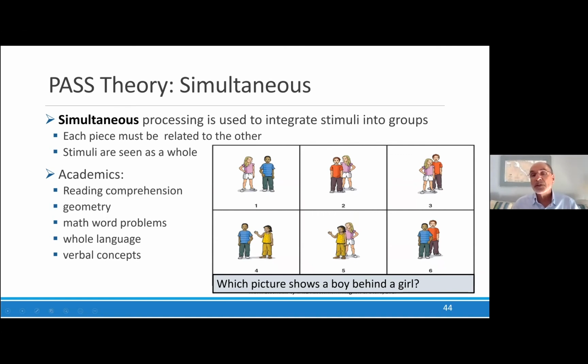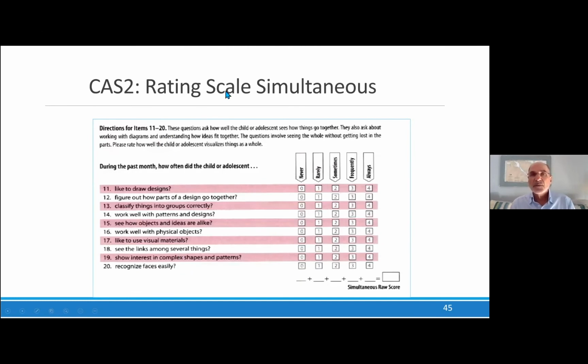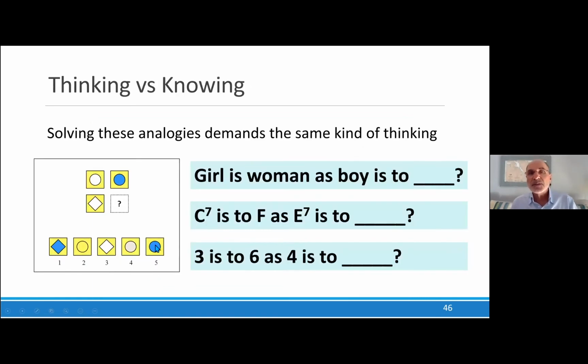So the question is, which picture shows the boy behind a girl? So what's going on with that? You have to decipher the relationships of those people in space. That's what makes this so simultaneous processing dense. And the rating scale gets at things like likes to draw designs, works well with patterns, physical objects, and so on. Recognizes faces easily.